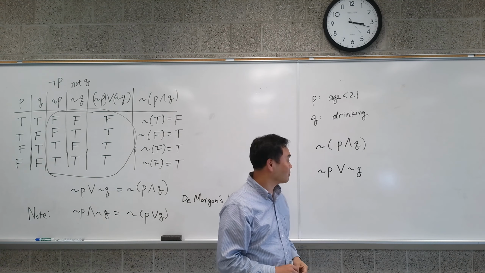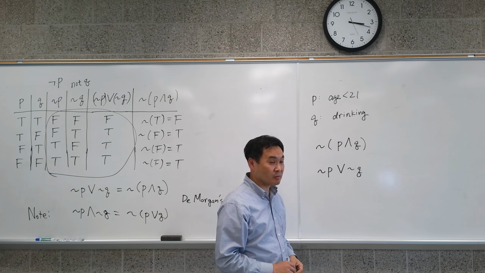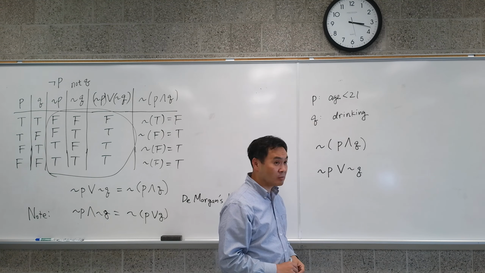So what are the symbols in the middle? This one is and. You should really think of this as and, and the other one is or. And then the opposite one is or. So not P or not Q, and not P and Q.